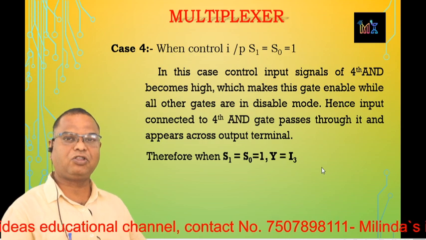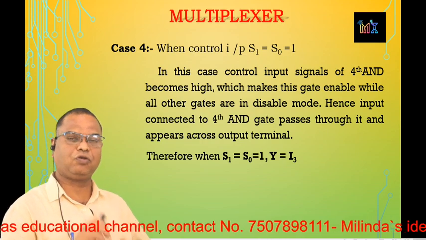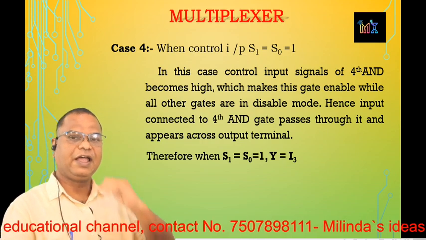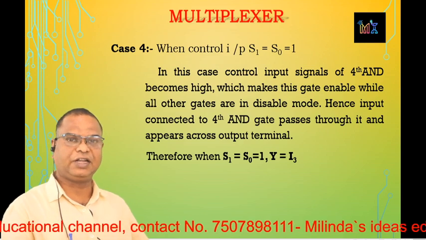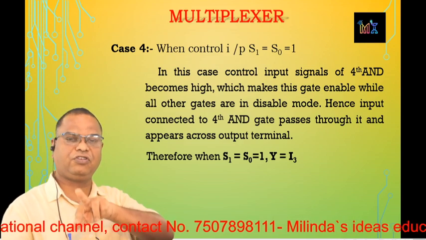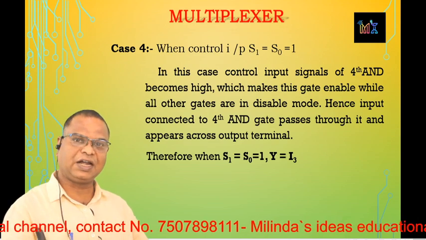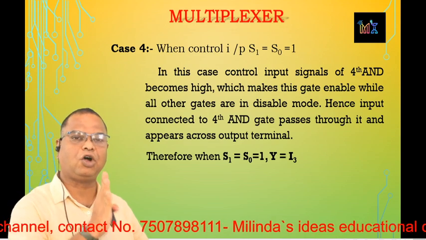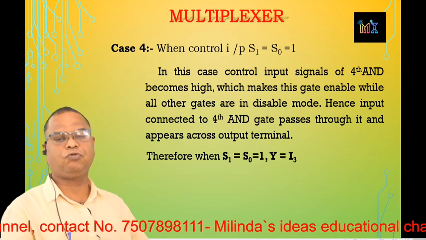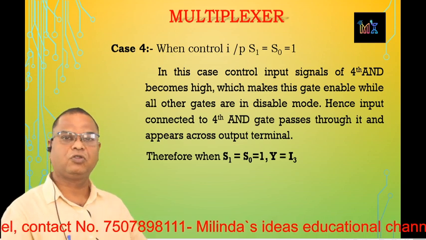That means from this we can conclude that as per the control input, that is 00, 01, 10 or 11, one of the data is selected and fed to the output terminal. So that is the 4:1 mux.